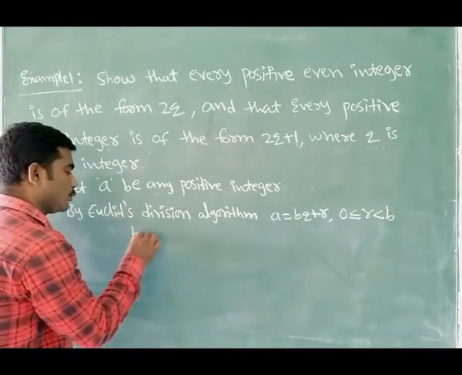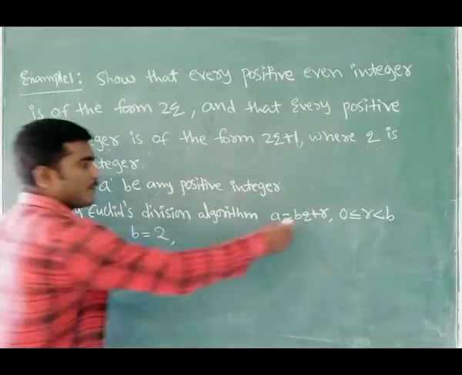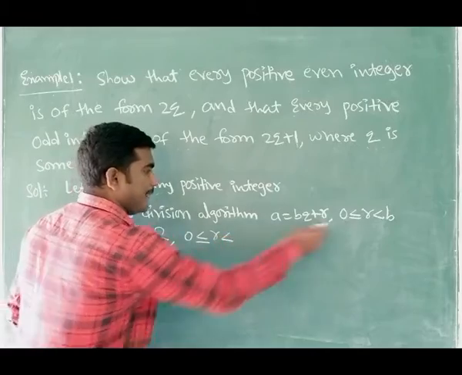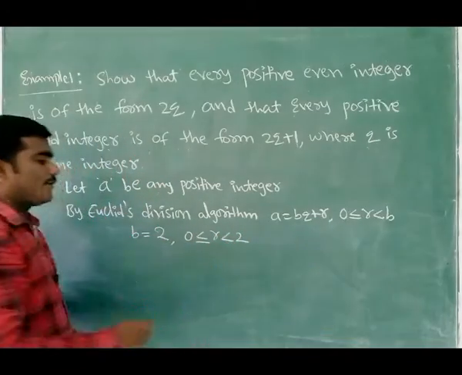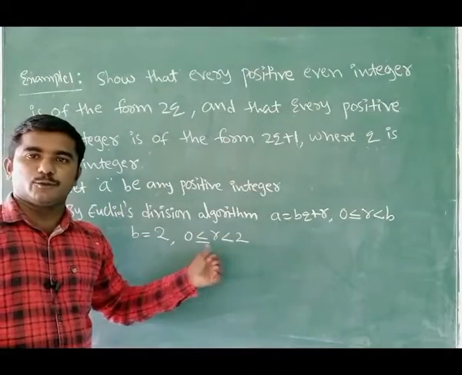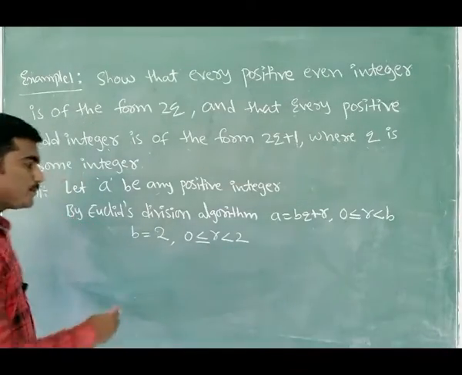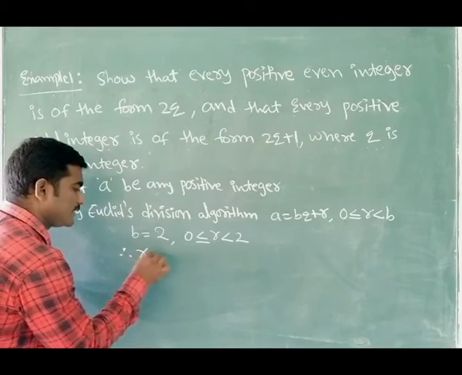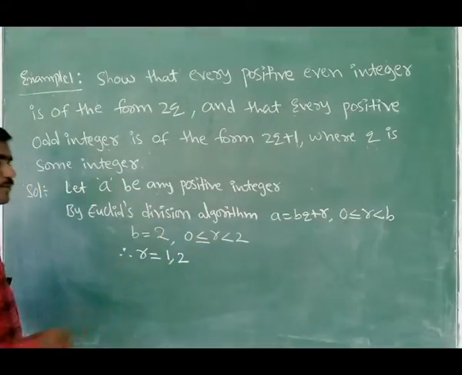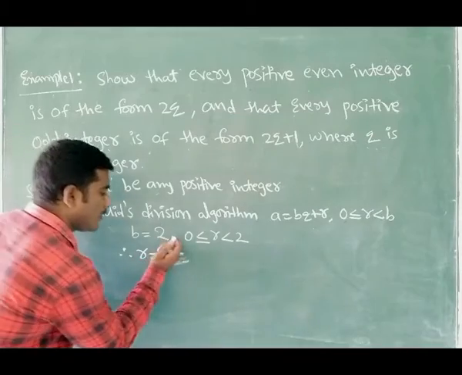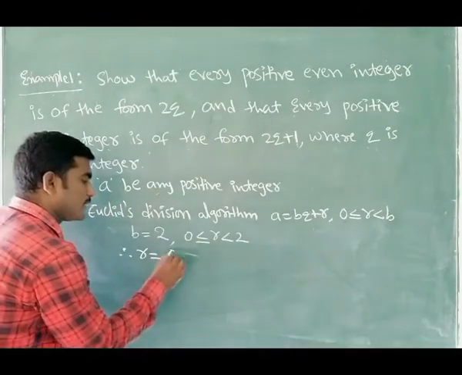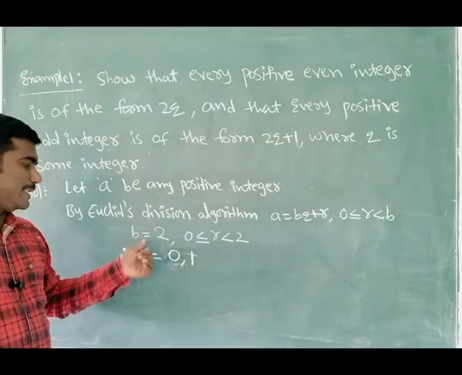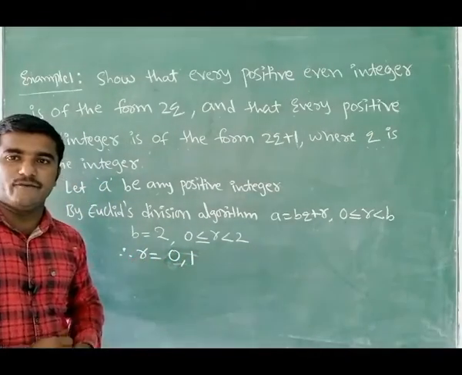So b is equal to 2. What is our value? 0 less than or equal to r less than b. What is the b value? 2. So r value is 0 less than or equal to r less than 2, 0 and 1, because it is less than 2. Therefore r is equal to 0 and 1. Okay, b is equal to 2, r is equal to 0 and 1.